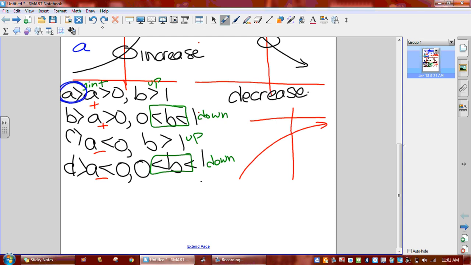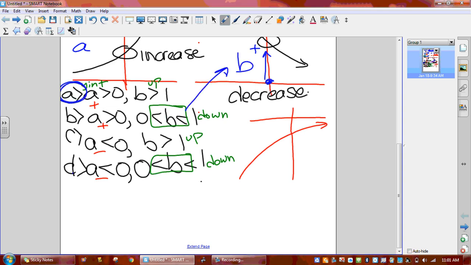D. A is less than 0 and B is going down. What kind of y-intercept do we have? Do you still have a positive one or a negative one? We've got a positive y-intercept. Okay, how do I know that? Because 0 is right here. The y positives are up here. So that means he's got a positive y-intercept and he's going down. So B is going to match this guy.